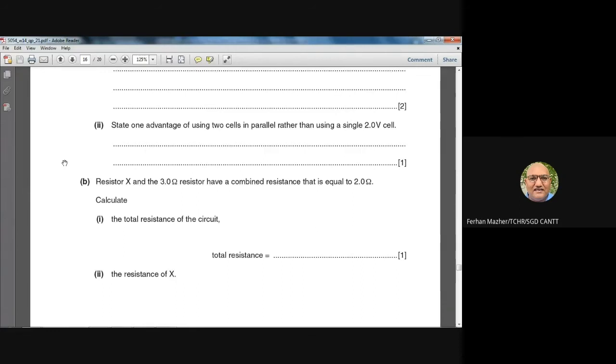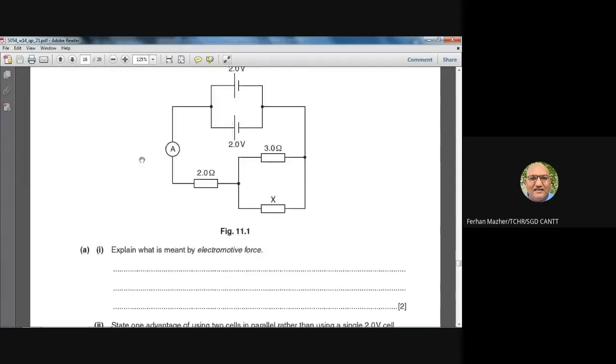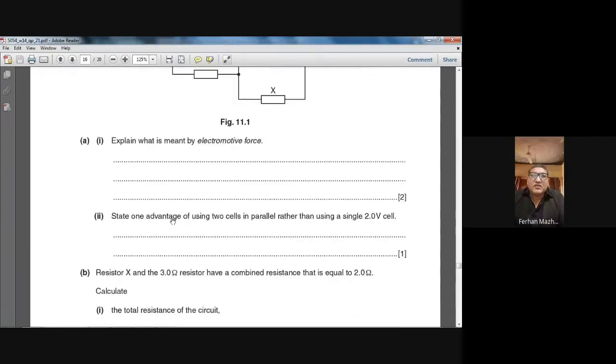Calculate the total resistance. He's saying that the combined resistance of these two is 2 ohm. Here we have another 2 ohm resistor. So what will be the total resistance? They will be in series with each other. So 2 ohm and 2 ohm here, so it will be 4 ohm resistance. The total resistance will become 4 ohm. So it's a 1 mark numerical.